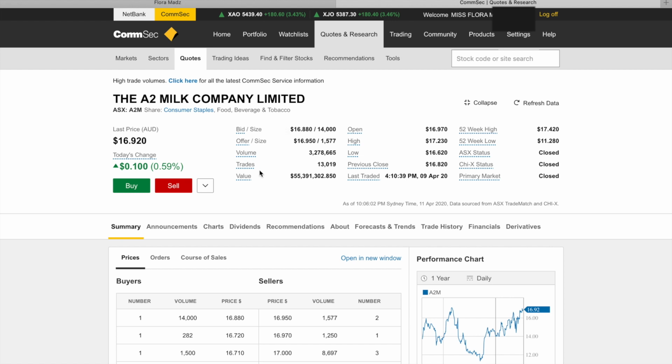The volume that was traded for that day, Thursday, was 3.2 million. You can read the number, it's 3,278,665 stocks, but I'm just going to say 3.2, right? So they traded 3.2 million stocks on Thursday. That's what the volume is. And that was 13,000 orders for that day. And altogether they traded a value of $55 million. That'll probably be the volume times the price.